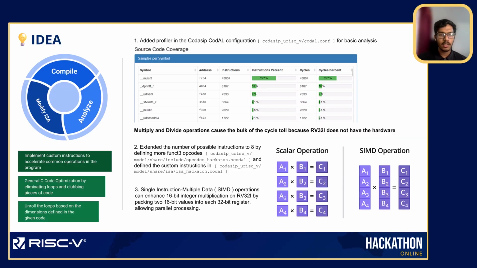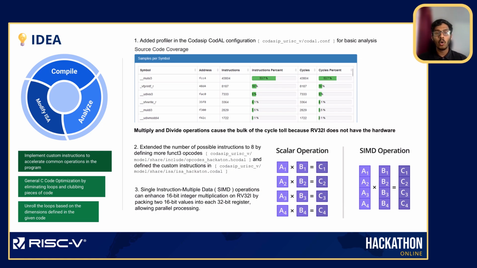The philosophy here is to compile, analyze, modify, and do over. I have taken 3 steps for this particular problem statement. First is to identify the common operations that we're doing in this code. Then optimize the C code itself to remove any loops which can be clubbed together or collapsed into one statement or something.